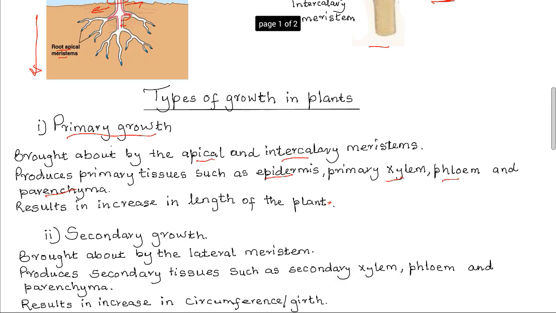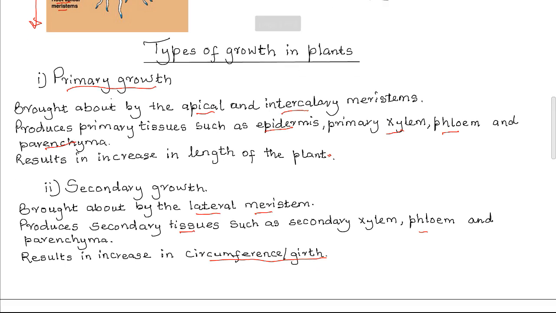Then there is secondary growth. Secondary growth is brought about by the activities of the lateral meristems, that is the cork cambium and the vascular cambium. This secondary growth brings about the formation of secondary tissues such as secondary xylem, secondary phloem, and secondary parenchyma. And as a result, secondary growth brings about an increase in the circumference or girth of the plant.